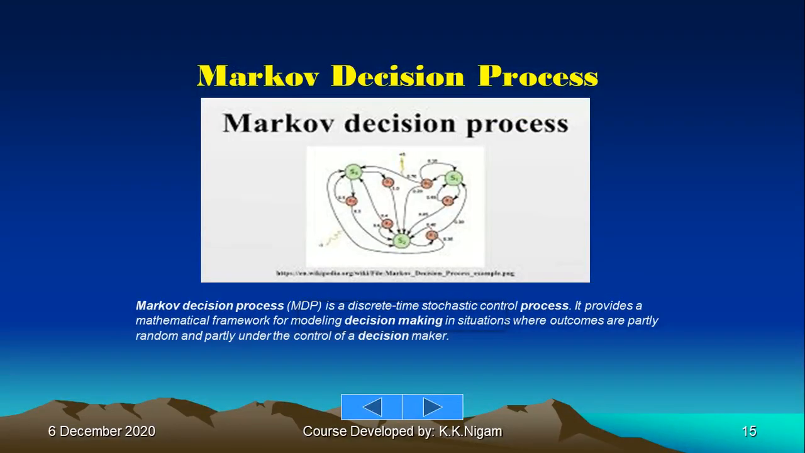Now, Markov decision process. Markov decision process is a discrete time stochastic control process. It provides a mathematical framework for modeling decision making in situations where outcomes are partly random and partly under the control of the decision maker.